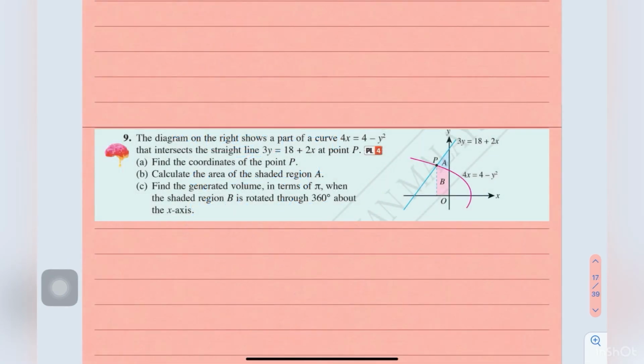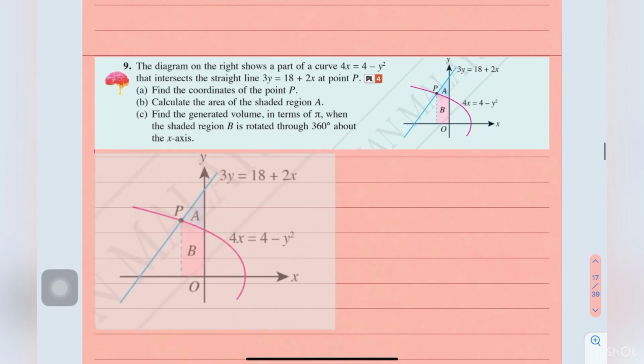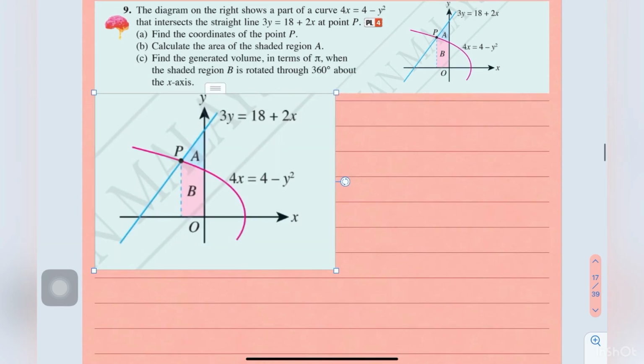9b, calculate the area of the shaded region A. Here I have the big graph. Previously from 9a we got point P, (negative 3, 4). To find area A, we can use area under the curve with respect to x or with respect to y. I prefer to find the area under the graph with respect to y.